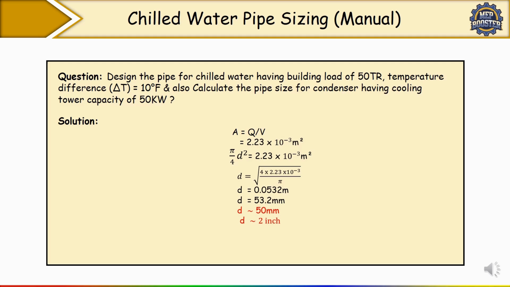So for the evaporator we have calculated, and for the condenser side the pipe size is coming to 2 inch. In this way we have to design the pipe for chilled water, for the evaporator side or for the condenser side.